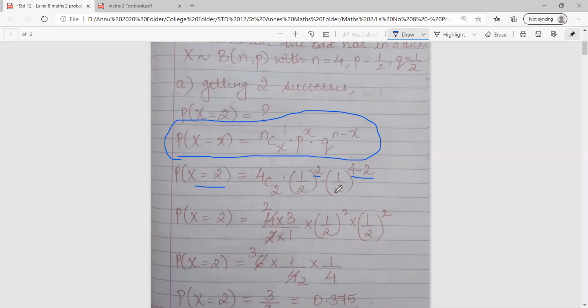Now in your previous standard class, you have studied the concept of permutations and combinations. So you all must know how to solve this.